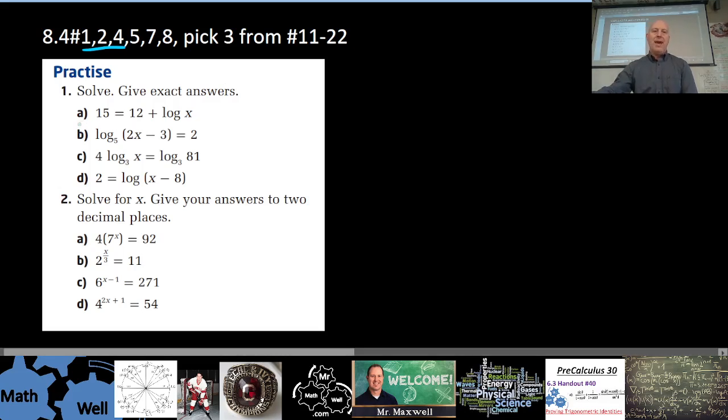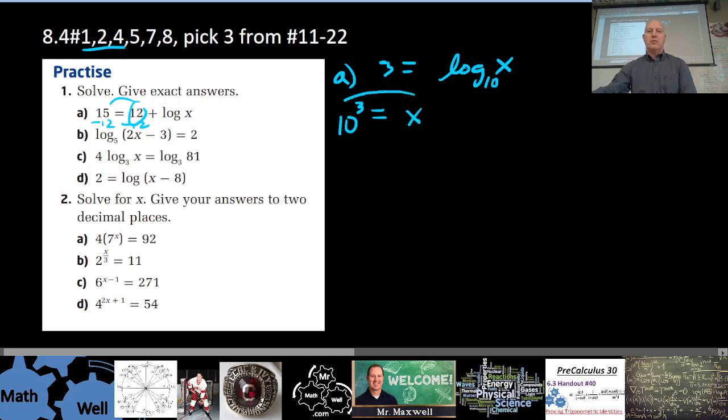So let's see, 1a. I want to solve for x. It's tied up with the log there. So I'm going to get this 12 over to the other side, so that's minus 12 from both sides. That's 3 equals log x. Now that I have this log equation, I know this is base 10. So this is 10 to the power of 3 equals x. There you go, that's your answer. 10 cubed is fine, that's 1,000.